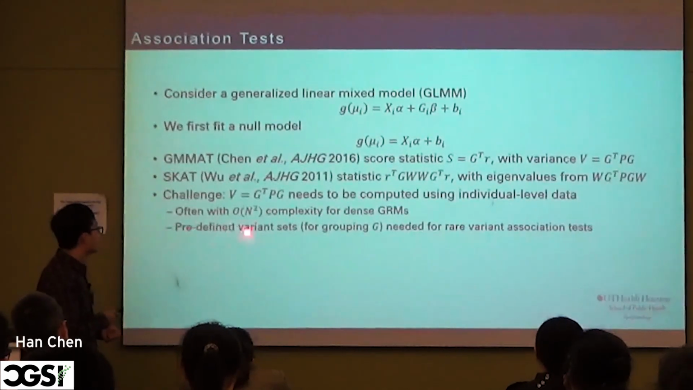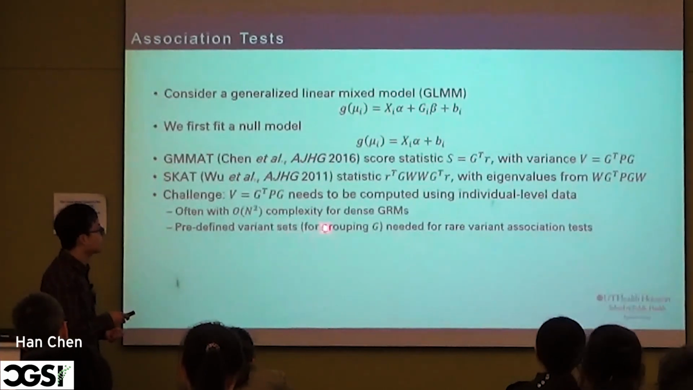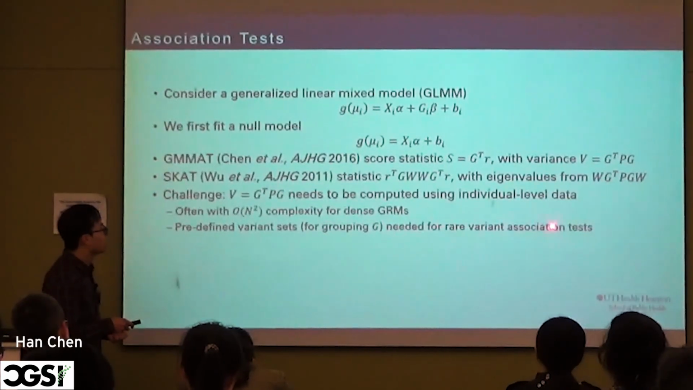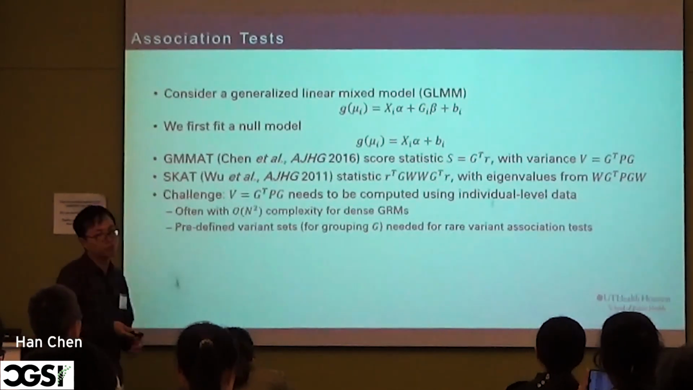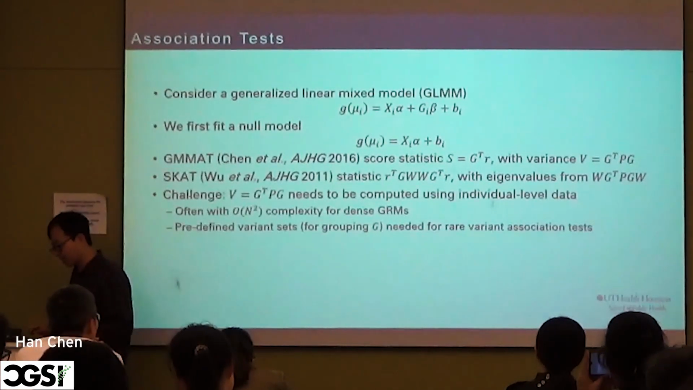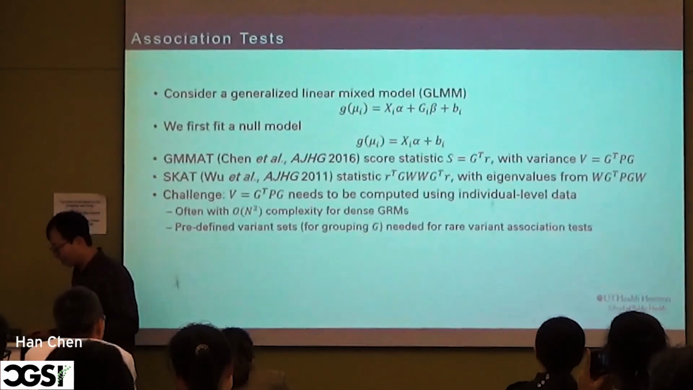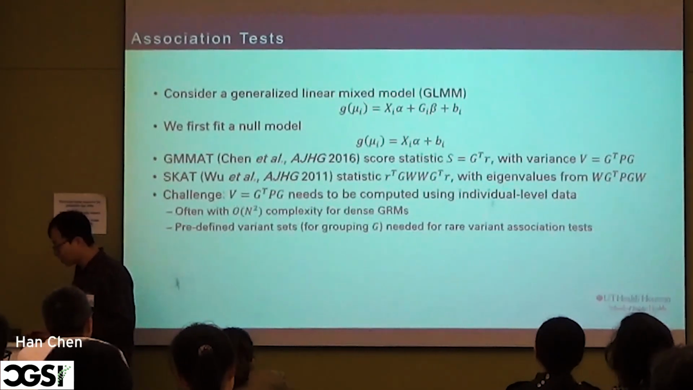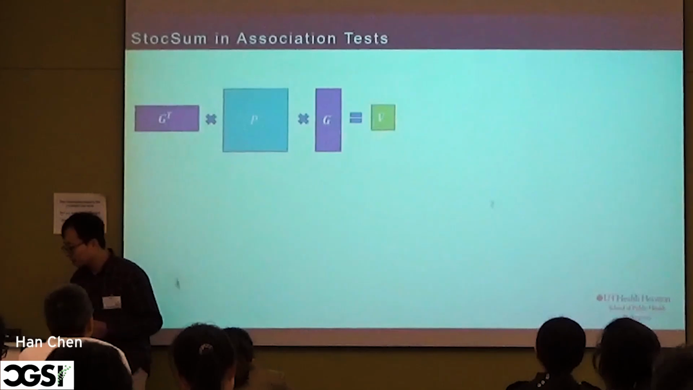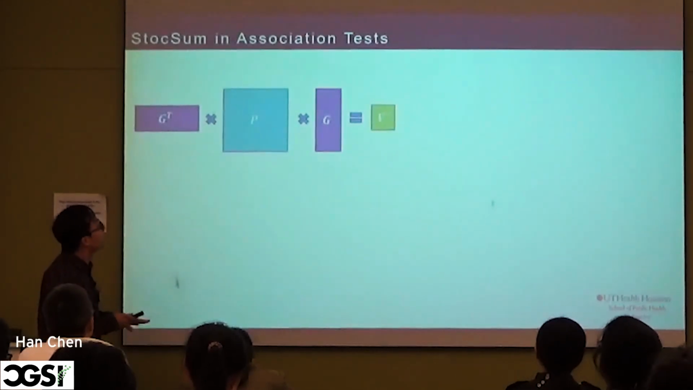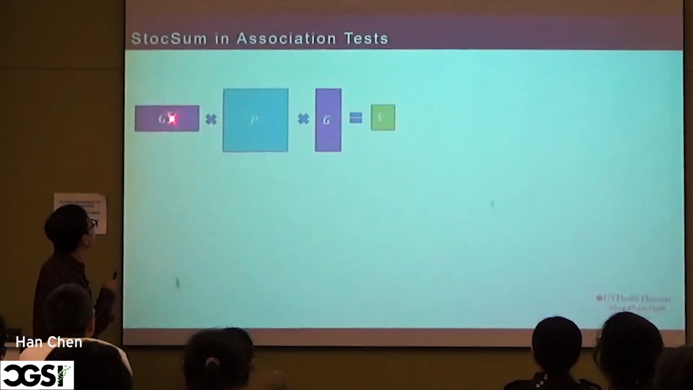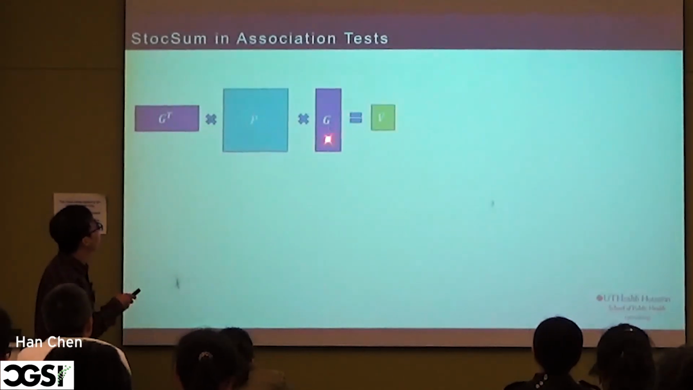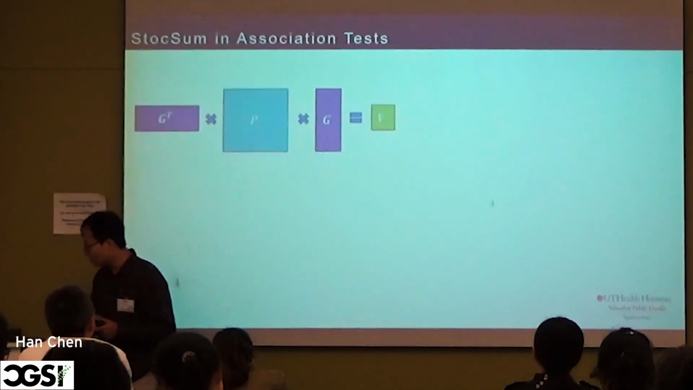Another challenge is that we need to predefine the variant set for grouping G. Therefore, if you decide to change your variant set definition, then you need to start over from individual-level data again, which is a waste of computational resources. So the heuristic that we're using is, statistically, very simple. This is the quantity we want to compute, right? You have a genotype matrix and the projection matrix, and we want to compute this V matrix.